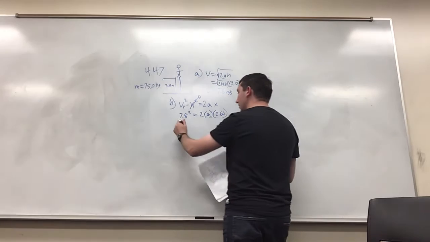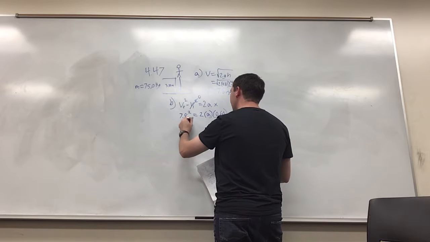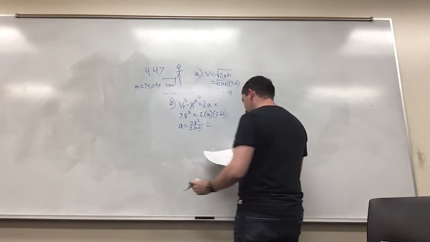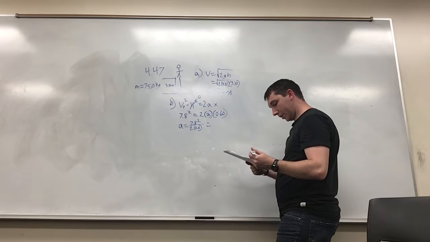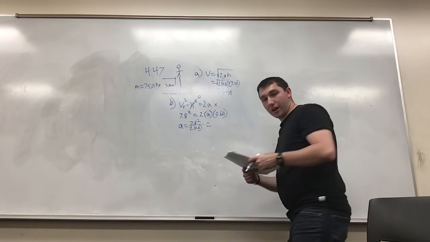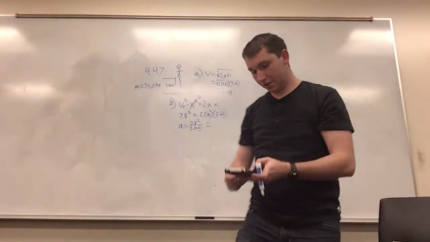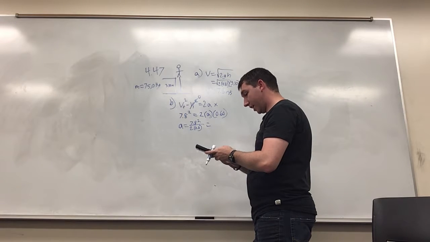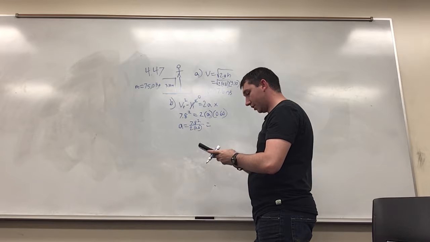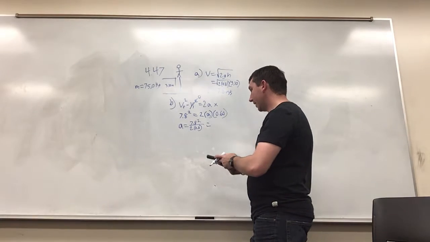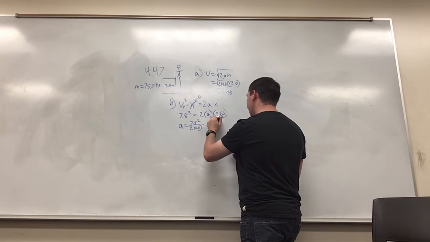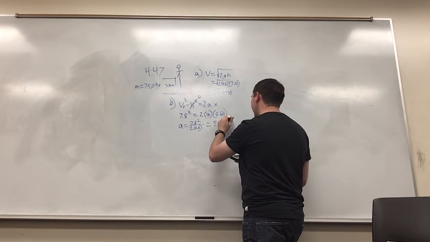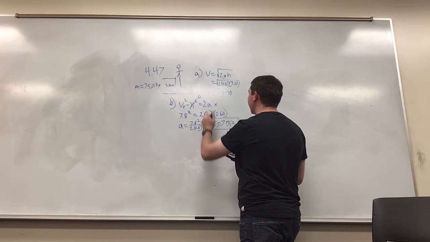So then we just have to isolate, so the acceleration is equal to 7.8 squared divided by 2 times 0.6, and that is equal to, where'd it go? I forgot to calculate that one. So 7.8 squared divided by 2 times 0.6, that comes out to 50.7 meters per second squared. And so that's our answer for part B.